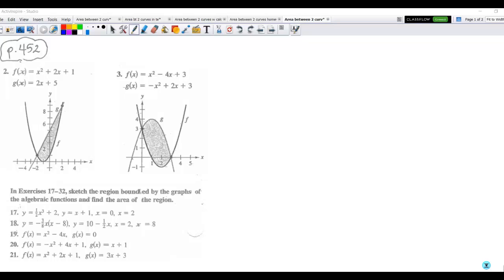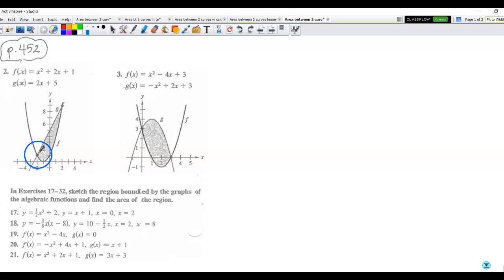Let's take a look at the homework problems on page 452, and in this section we are finding the area between two curves. And just a quick review, remember when we are finding the area between two curves in terms of x, we are looking for a top curve and a bottom curve, and we're going to subtract. So in number 2 and 3, you're not going to evaluate these, you're simply setting them up, and they've already provided the graph for you.